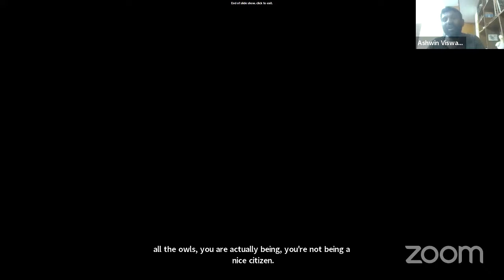Because it's not just for the owls, but there are potentially hundreds of people who can derive so much happiness from going and seeing those. The moment you go close to that tree and you scare off all the owls, you're not being a nice citizen. You are actually being thoughtless about so many other people who are going to follow you.